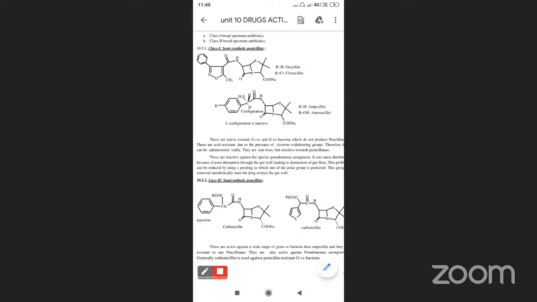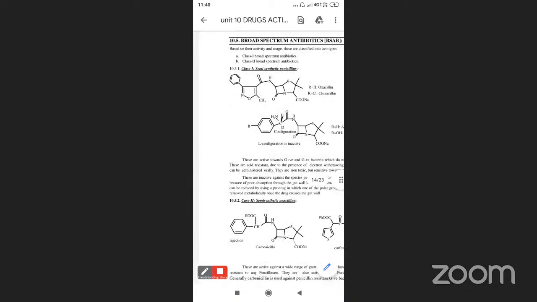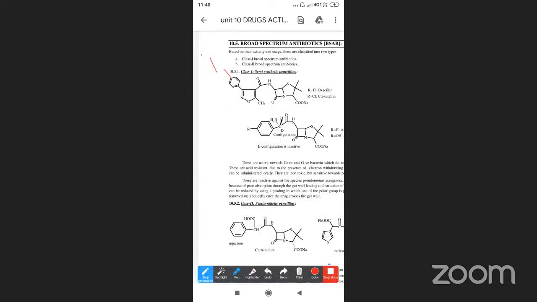Here it is missing actually. Here you need to keep the R. Just I kept the R now. In place of R, if you keep the hydrogen, it becomes oxacillin. In place of R, if you keep the chlorine, then it becomes cloxacillin. Okay, thank you, sir. Fine.